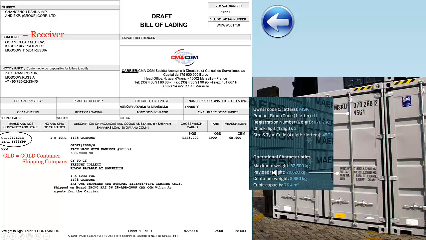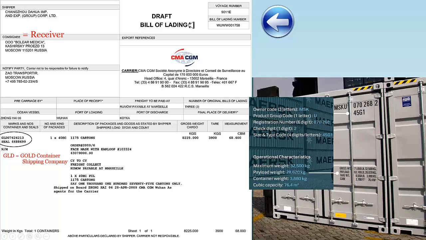And Tare, you can see here, when we're looking at the container, the maximum weight of the container, which is the actual weight of the container, 3,880 kilos. And the payload, how much weight the cargo can be. And then the cubic capacity of it. And you can see here it is given in kilograms and pounds. And so this cargo is weighing 8,225 kilograms, and it's also measured in CBM, which is cubic meter. That is the typical measurement for shipping in containers, cubic meter.